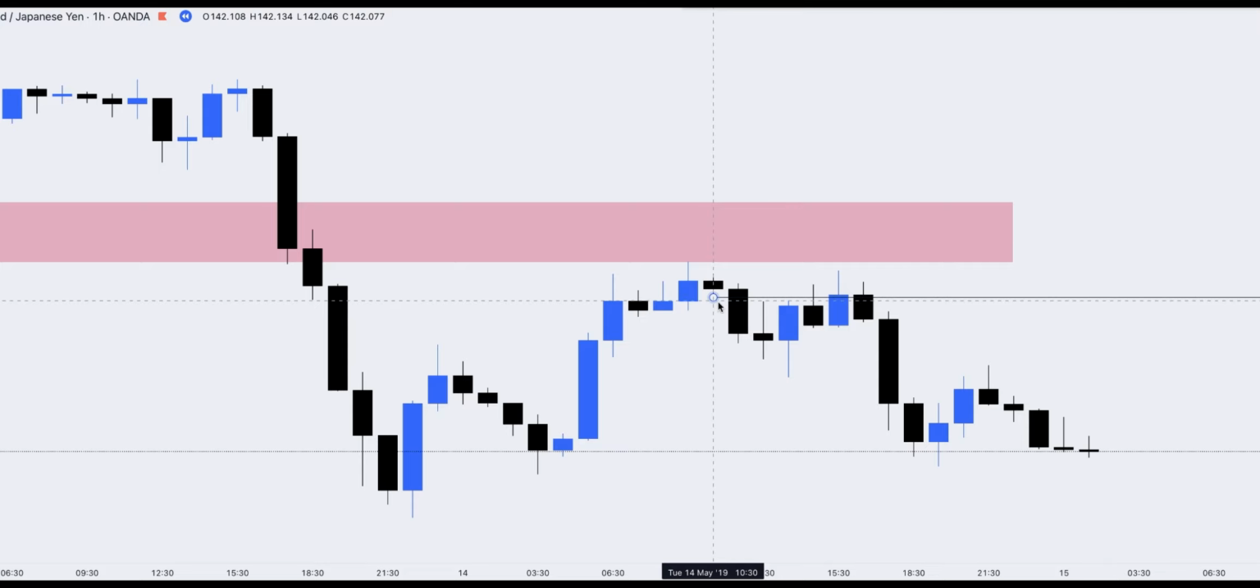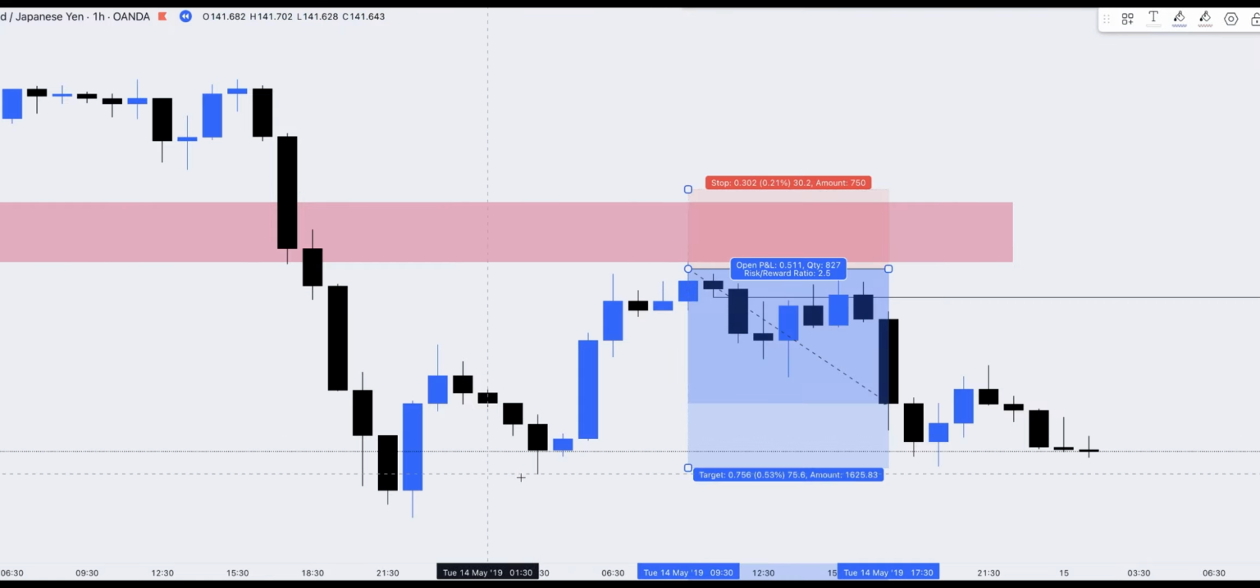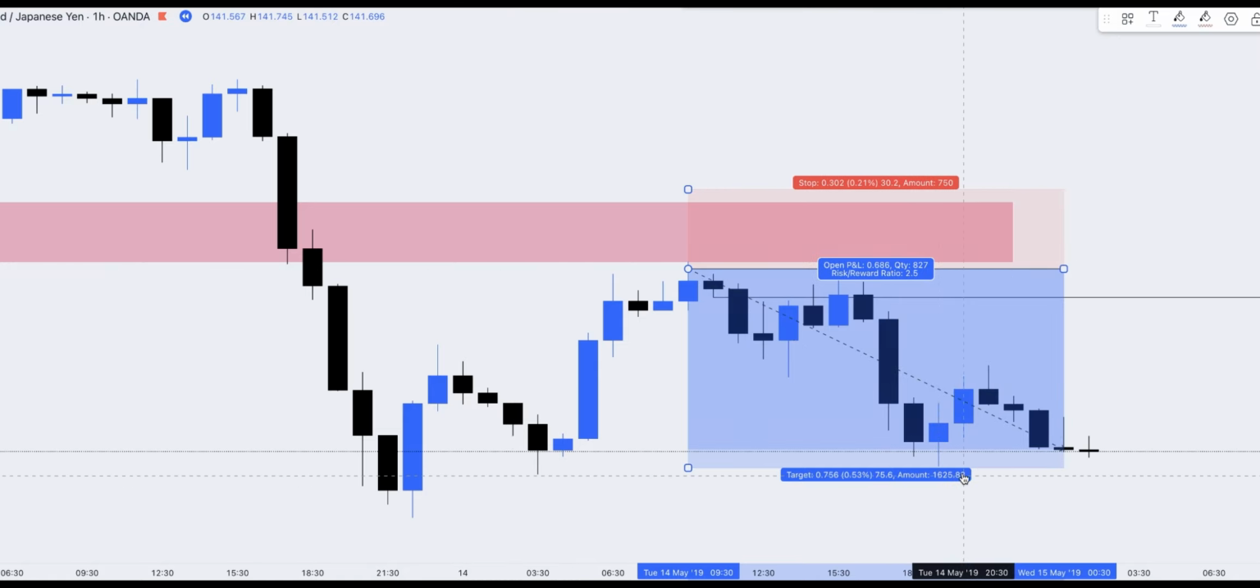So this is our current resistance, this is our current support break, and immediately I place my short position, my SL to the top here, and my entry here, and my take profit to the nearest support or resistance. This is the nearest support or resistance, and at this point you can see that price has entered into our take profit.